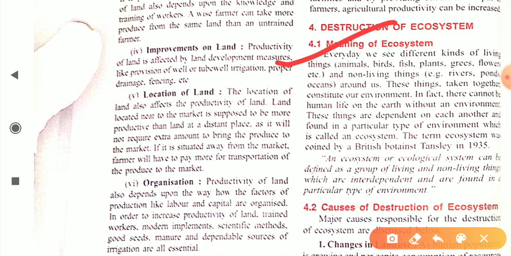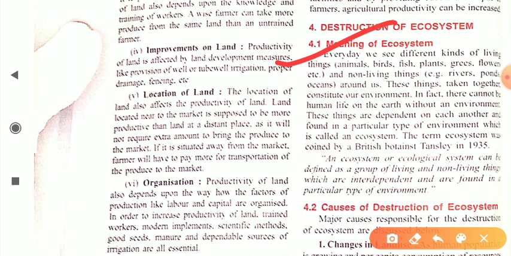We have living things, we have non-living things, and we have different ecosystems on our planet earth. With the help of all these we can form an ecosystem where we have living things and non-living things. So we can say that these things are dependent on each other and found in a particular type of environment, what is called an ecosystem.